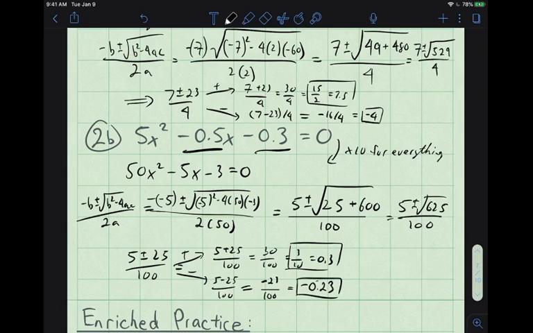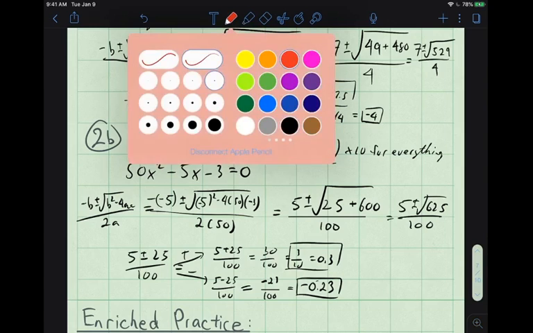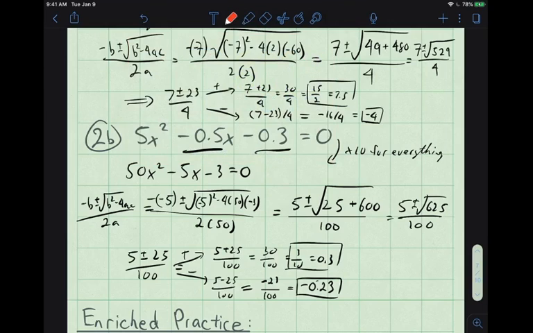Can we factor this? Let's think. Set up your diamond. 50 times negative 3 is negative 150, adding up to negative 5. 10 and 15? Yeah, so you could factor this too. 15 and 10 could factor. Your choice.